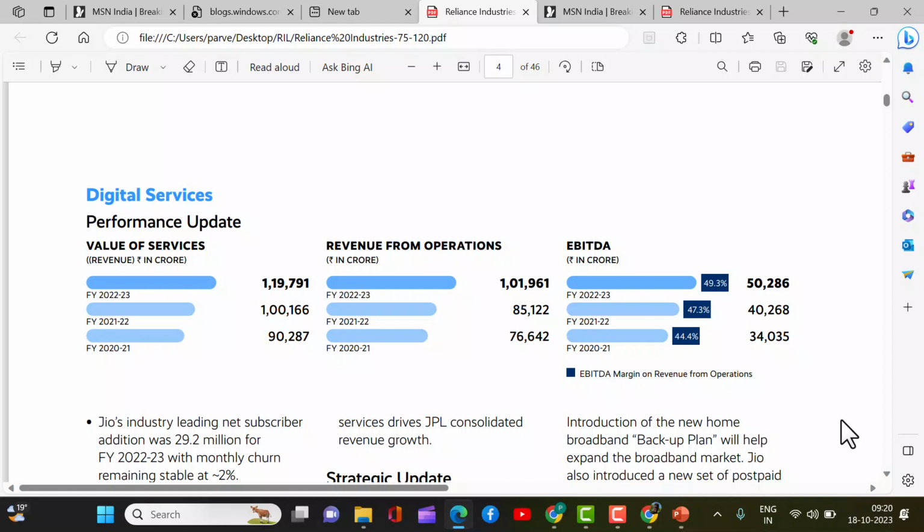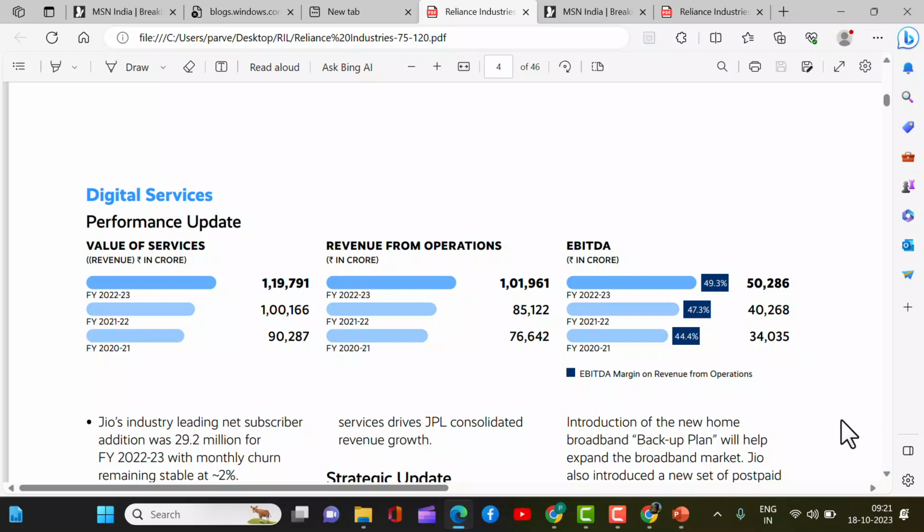Now look at the first. The first is digital services. There are 6 businesses of Reliance. Let's look at the first business, the digital business, Reliance Jio. The performance: the revenue from value of services. Their revenue was 1 lakh 19 thousand crores out of 9 lakh 70 thousand crores. So 1 lakh 19 thousand crores is revenue from digital services. And in the last year it was 1 lakh crore, and before that it was 90,000.